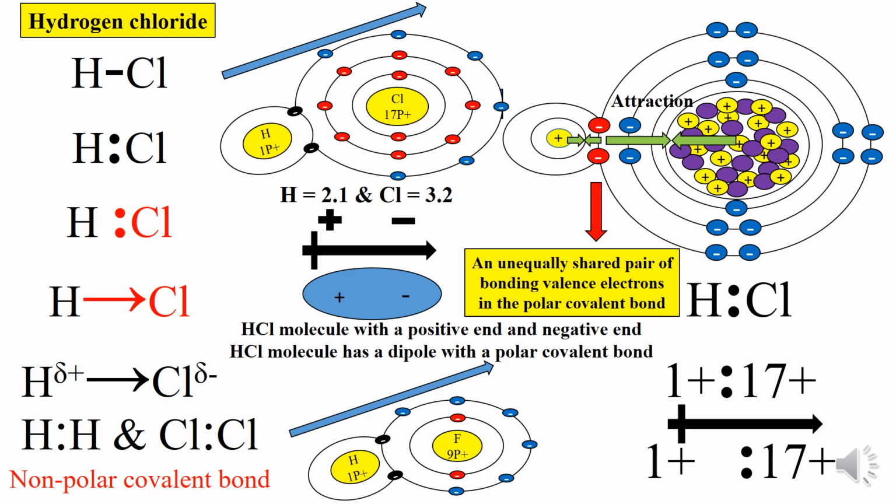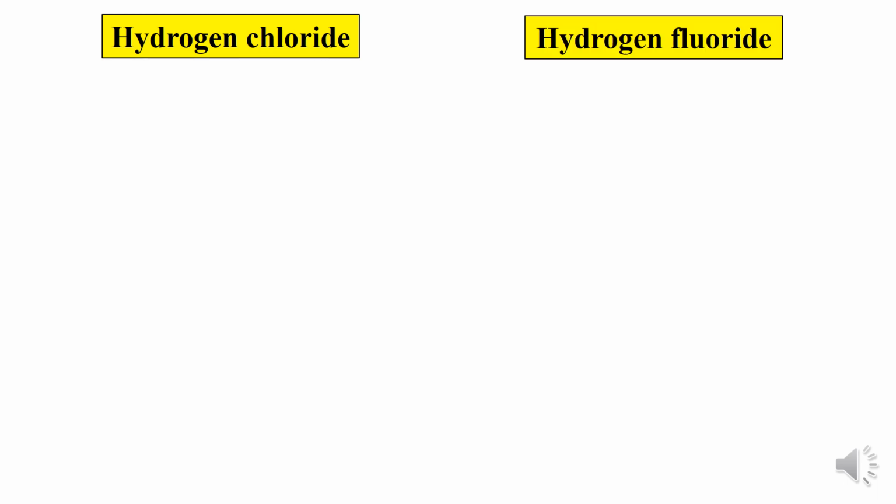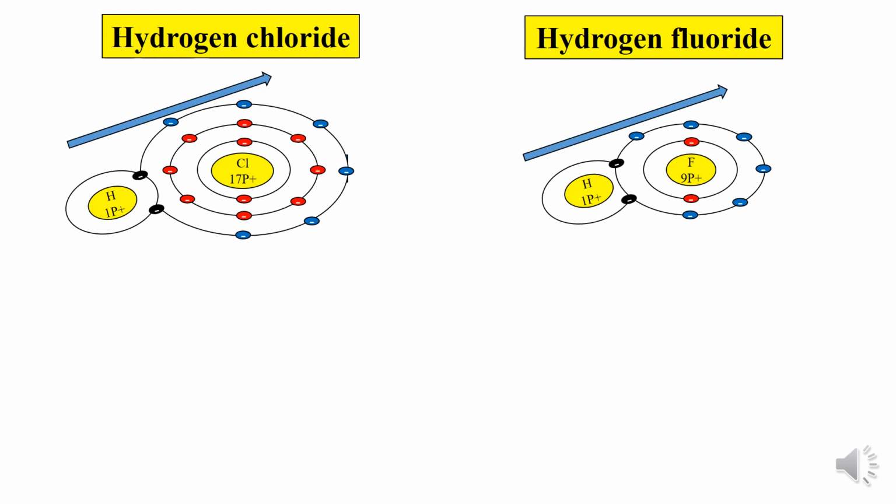Now, among these two molecules, the hydrogen fluoride molecule is more polar than the hydrogen chloride molecule. Why is that? Let's find out. The electronegativity of fluorine is 4 as compared to 2.1 for hydrogen. So let's compare the electron structure of the hydrogen chloride and hydrogen fluoride molecules.